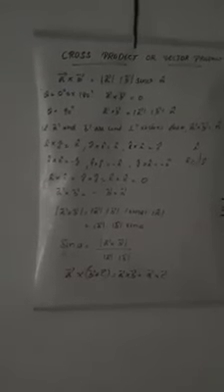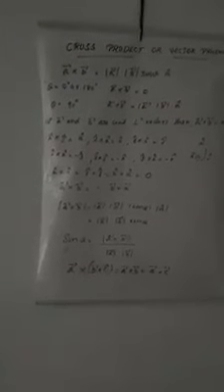The next is a very important property. The cross product is distributive under vector addition. What is it? We have studied in the case of numbers, A into B plus C is equal to A into B plus A into C. And here, A cross B plus C is equal to A cross B plus A cross C. That is the distributive property over vector addition.